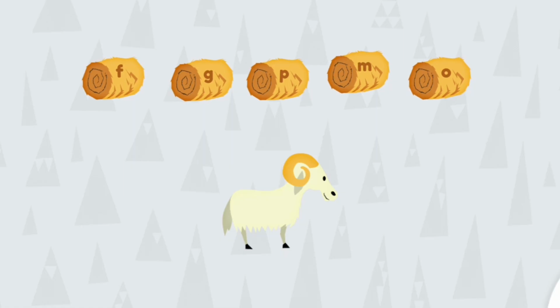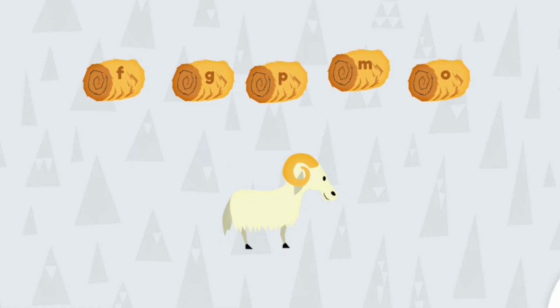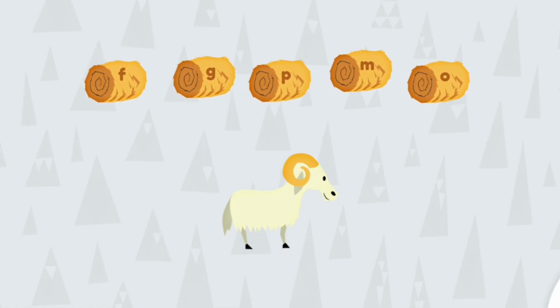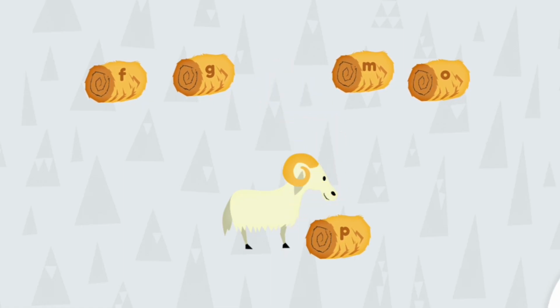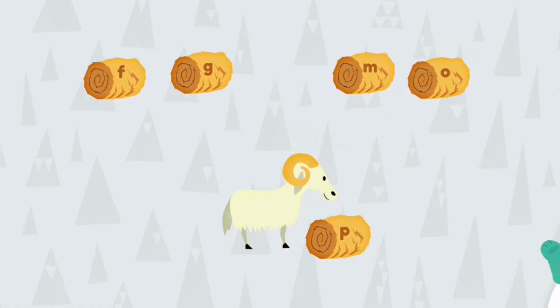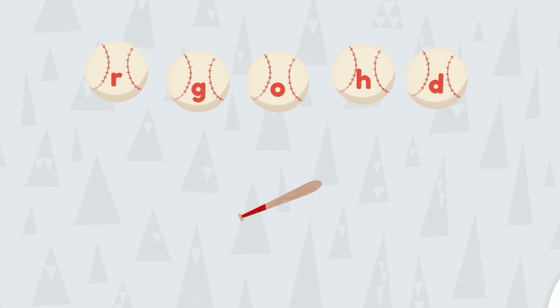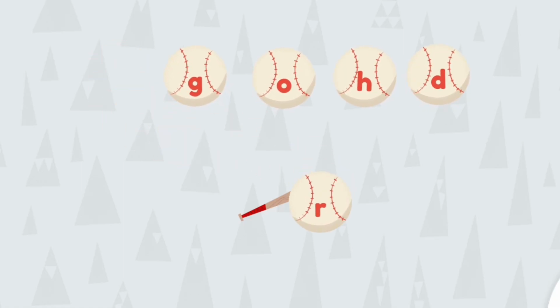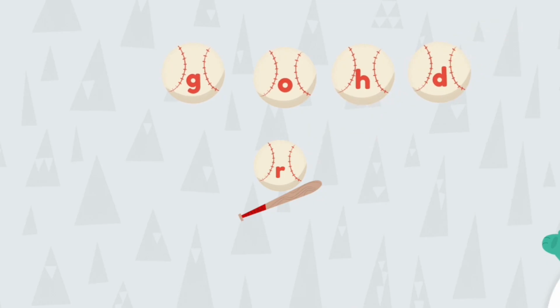Give the ram the hay with the letter P. Good job! Put the ball with the letter R with the bat. R. Good thinking!